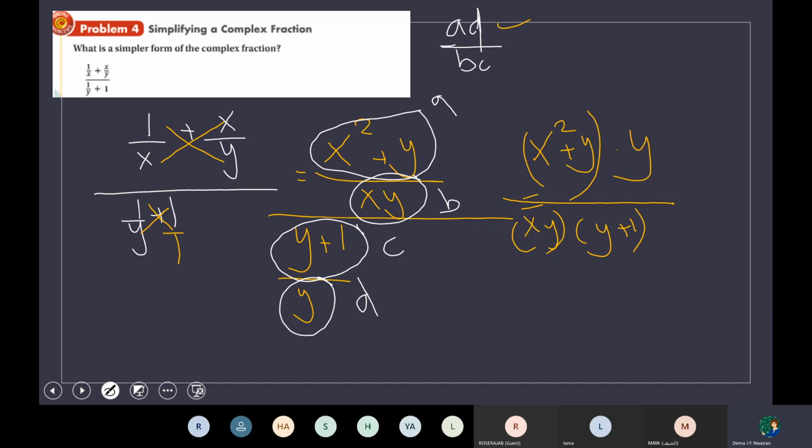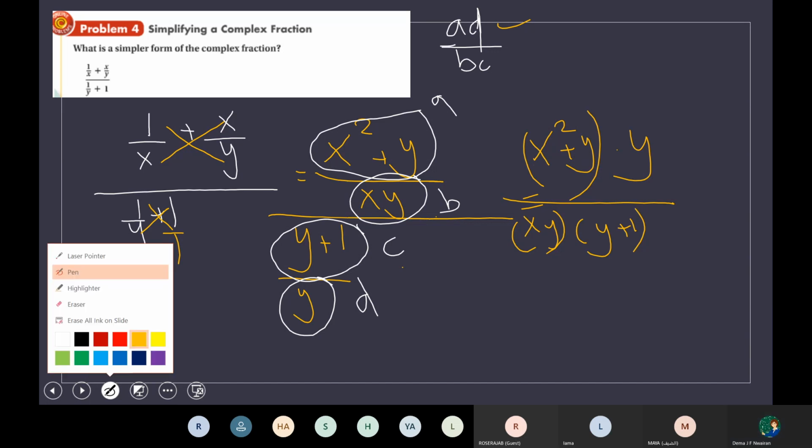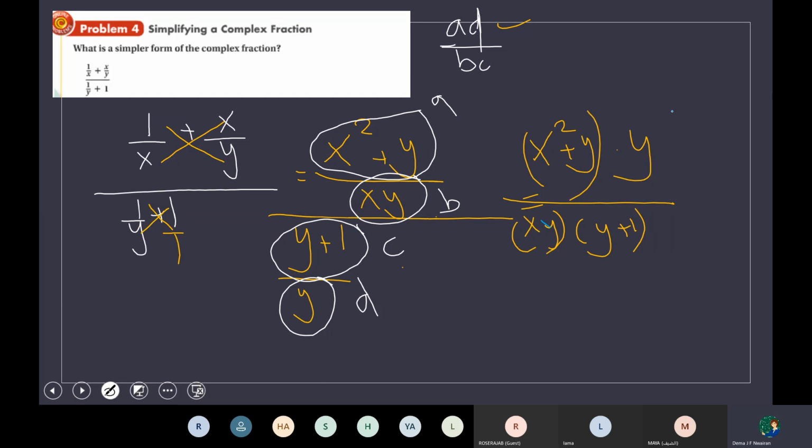Now I divide them. I just put A times D over B times C. Then, since now Y here and Y are multiplied, I can simplify them. So it will be X squared plus Y over, here we have only X, times Y plus 1. Or you can rewrite it as X squared plus Y over XY plus X.